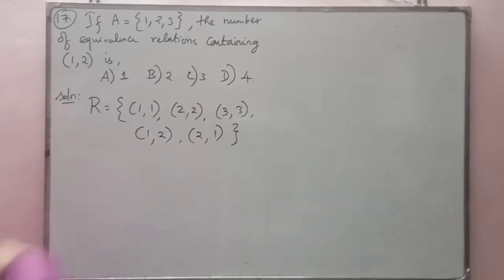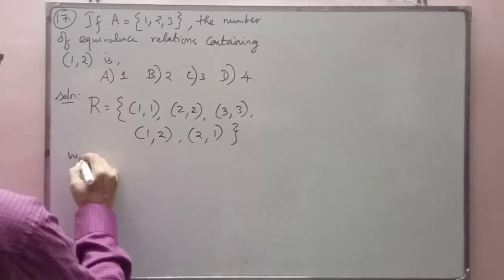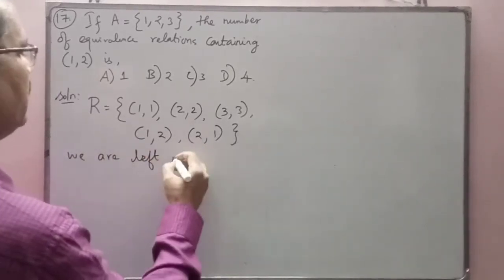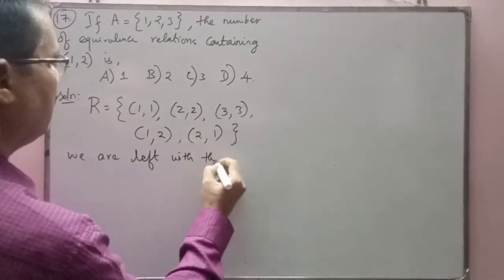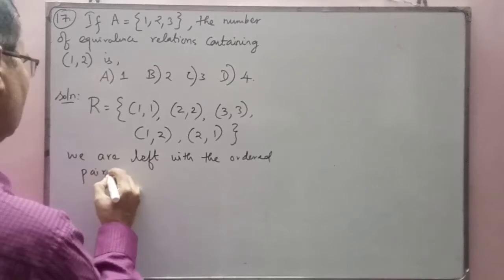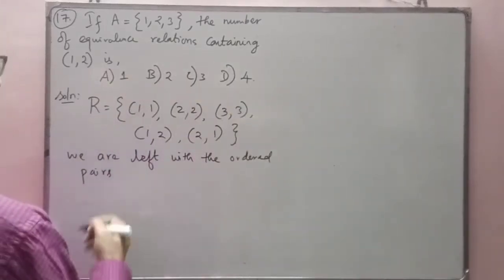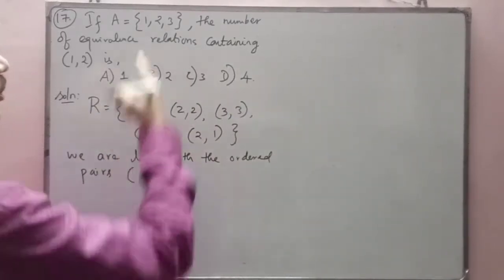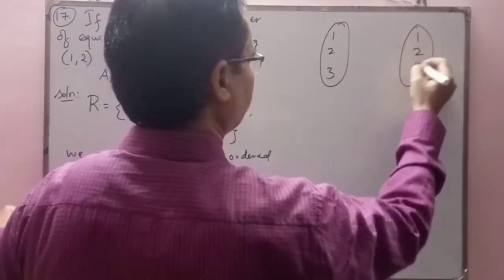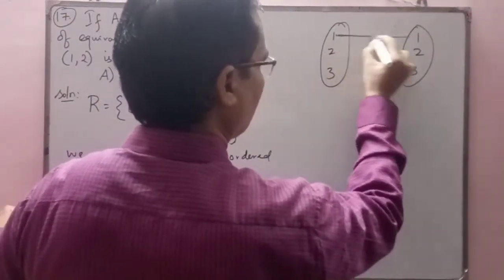What are the other ordered pairs left? Tell me how many ordered pairs we can write. How many further combinations can you try? Yes, you have 1, 2, 3. I am talking about the Cartesian product. Do you get that? 1, 1, 1, 2, 1.